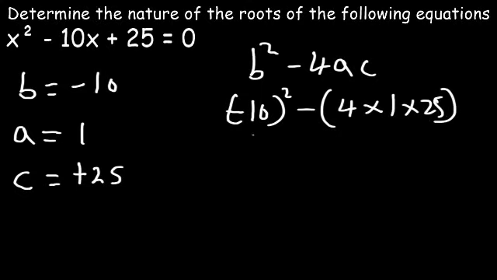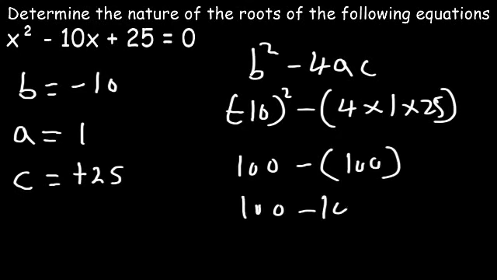Okay, what should that be? Negative 10 squared should result in 100. Then minus 4 times 1 times 25 should also result in 100. Then 100 minus 100 turns out to be 0. Well, it turns out that b squared minus 4ac for this quadratic expression is equal to 0.